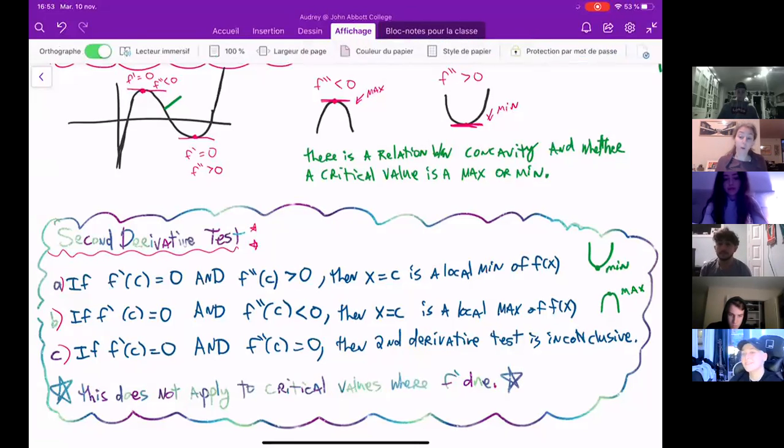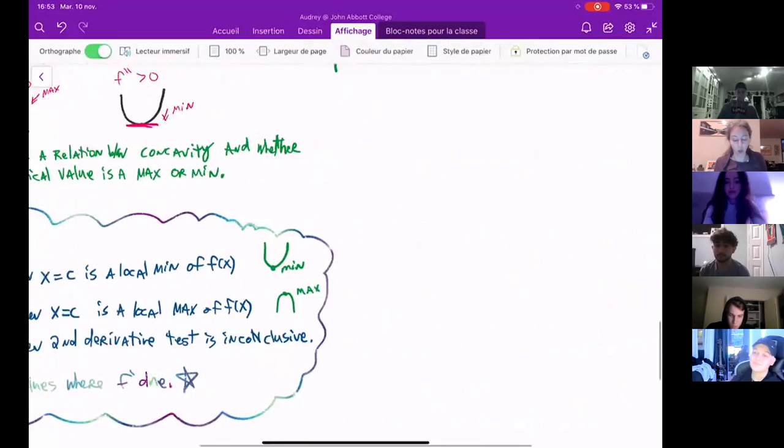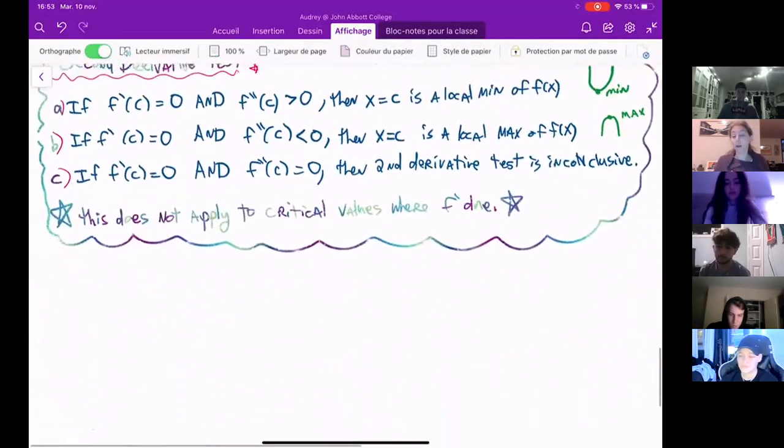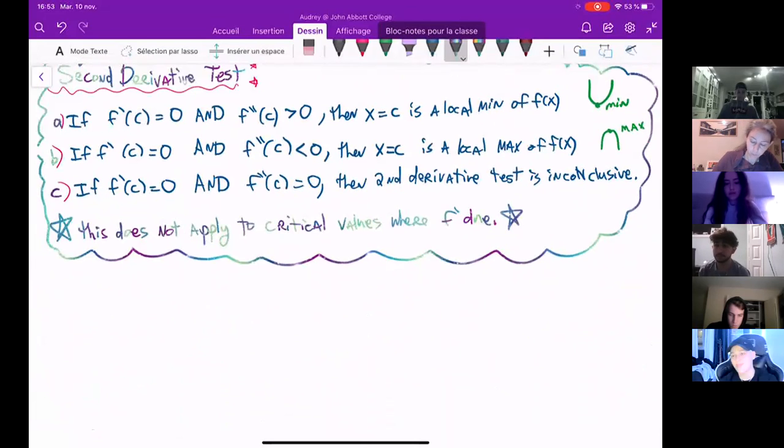Good. Okay, so what we're going to do now is we're going to go back and look at all of the previous functions that we just did and apply the second derivative test. There were just 3 of them, so we'll say apply the second derivative test to the previous 3 functions.